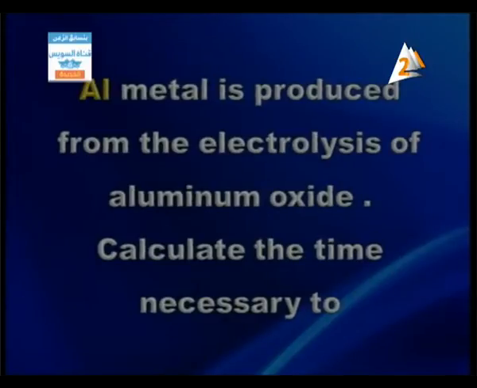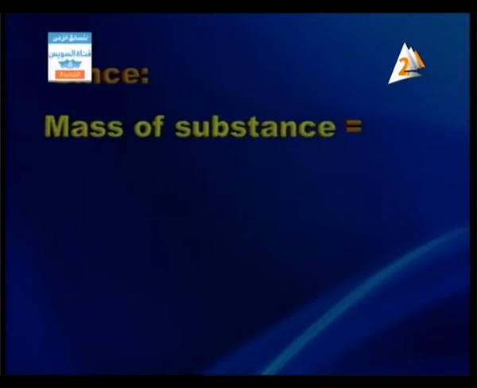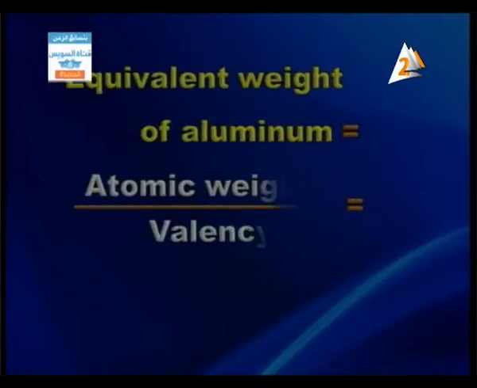Next type of question is a problem. Aluminum metal is produced from the electrolysis of aluminum oxide. Calculate the time necessary to separate 1.29 mole of aluminum if the strength of the current passing through the solution is 15 ampere, where the atomic mass of aluminum is 27. The solution: the mass of substance equals number of moles times the molar mass, so 1.29 times 27 equals 34.83 gram. Then the equivalent weight of aluminum is atomic weight over valency, so 27 over 3 equals 9 gram.